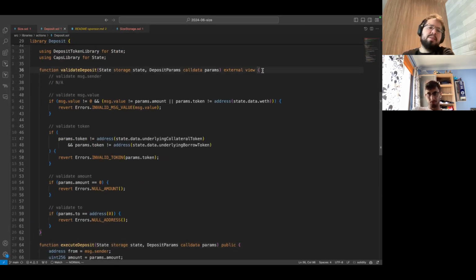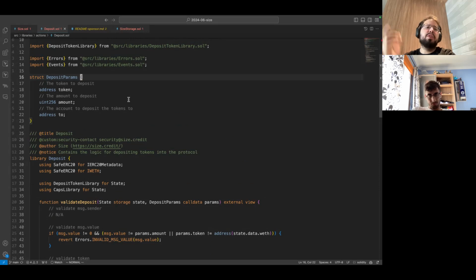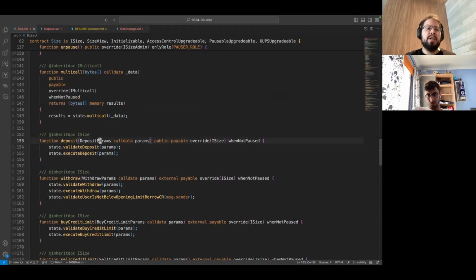So now let's talk about these validation functions and execution functions. Another pattern that we used was to make sure that external functions all had a struct for the input parameter, because this way it would be easier to make sure how to interact with the protocol. There is never a list of input parameters on functions.